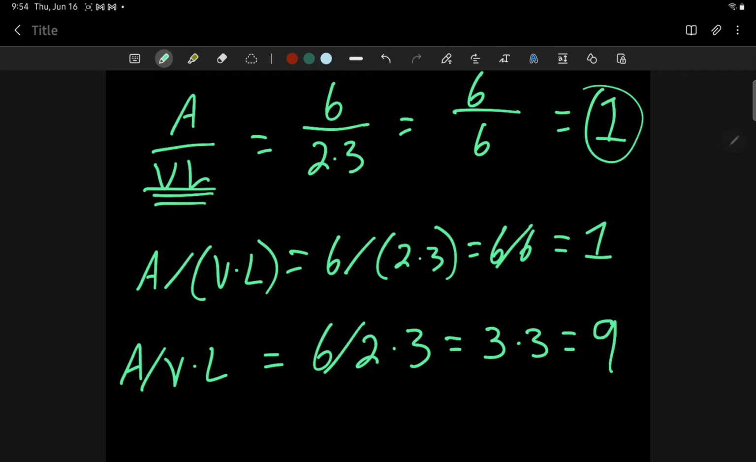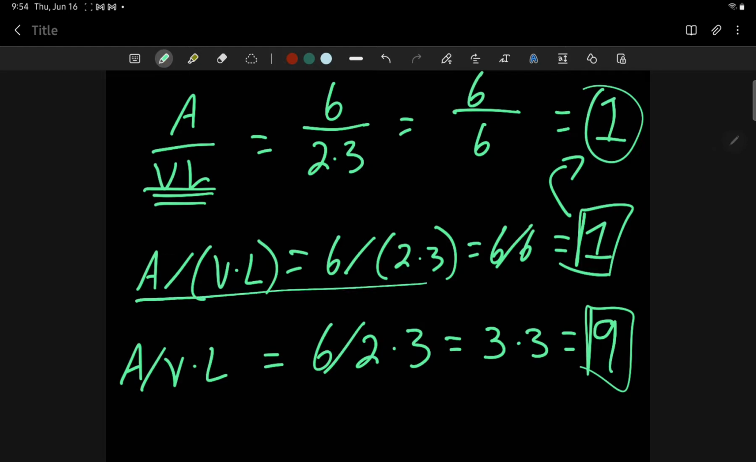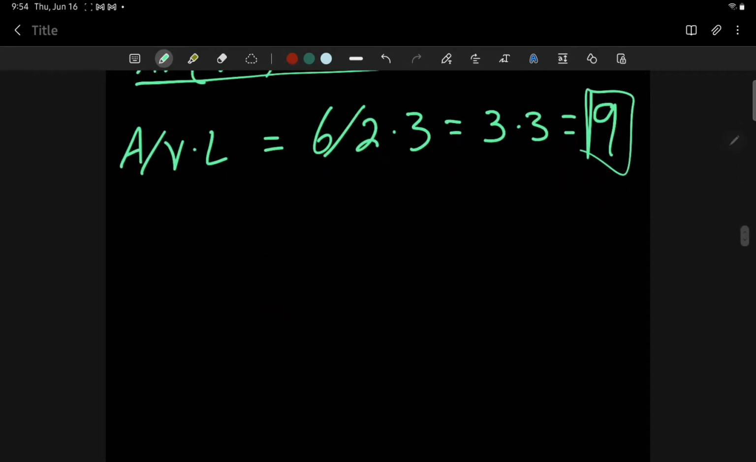So you have a huge difference, right? You've got 1 here and 9 here. And we can tell, obviously, this is the same answer as above. So this is the way you need to solve it. Always watch for those parentheses.